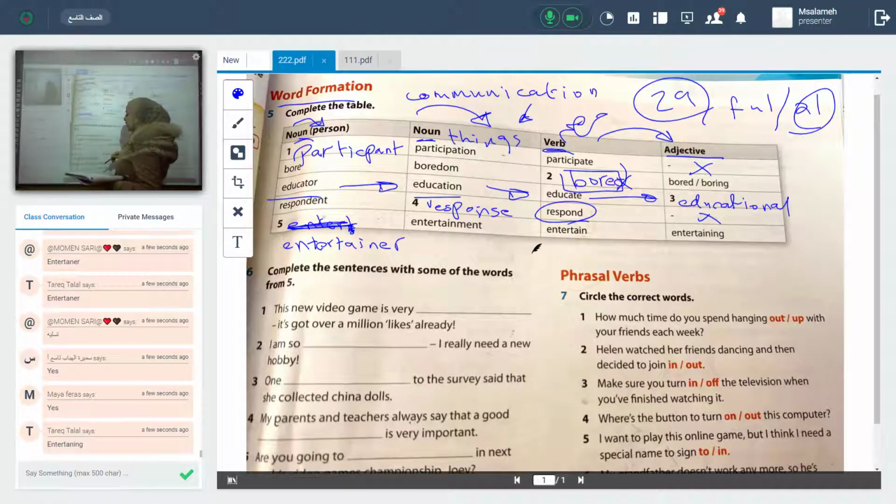Yes, يا مؤمن، تسلي، excellent. سوري, I can read all the names, ما بقدر أقرأهم كلهم.